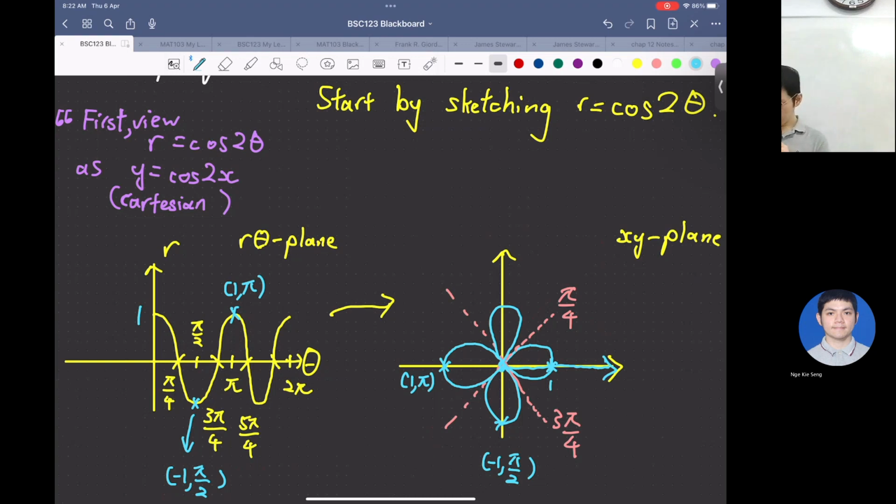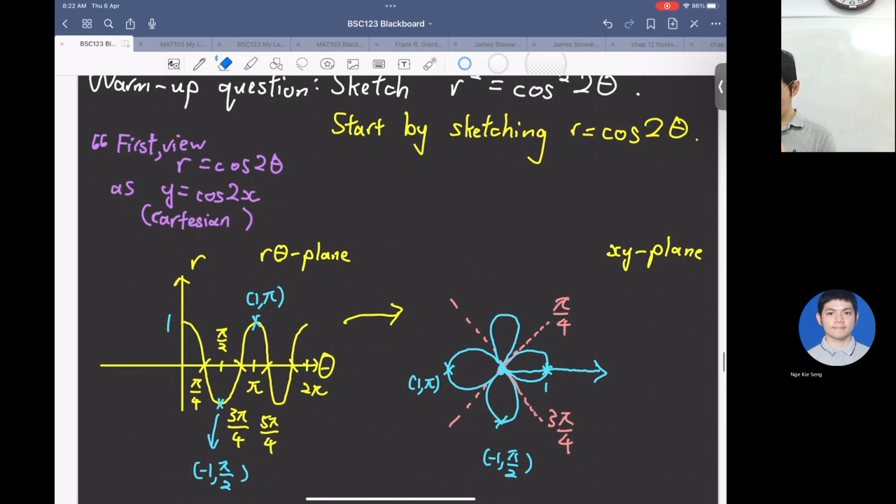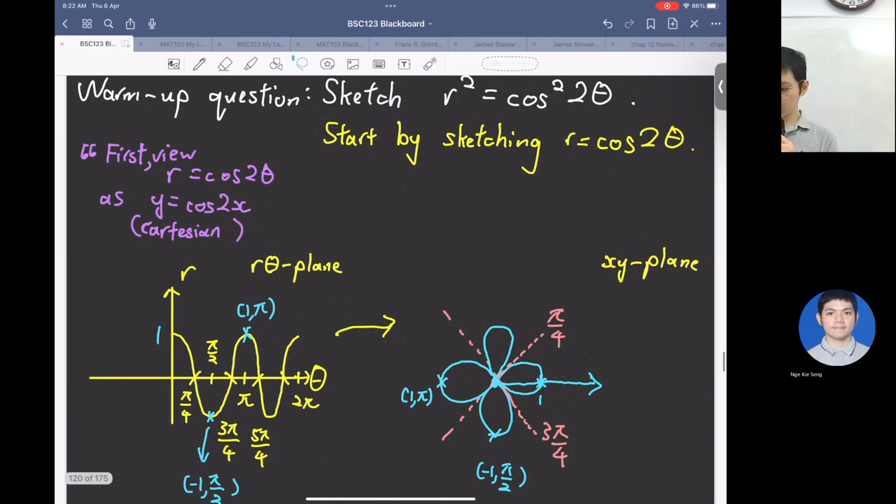All right, so this is r equals cos 2 theta. If you prefer, you don't need to draw the xy axis here. Usually I put the xy axis, but you can draw just the polar axis and remove this line. Although you are using the polar axis, remember that you are still on the xy plane. But the question is r squared equals cos squared 2 theta. So how do we draw this?